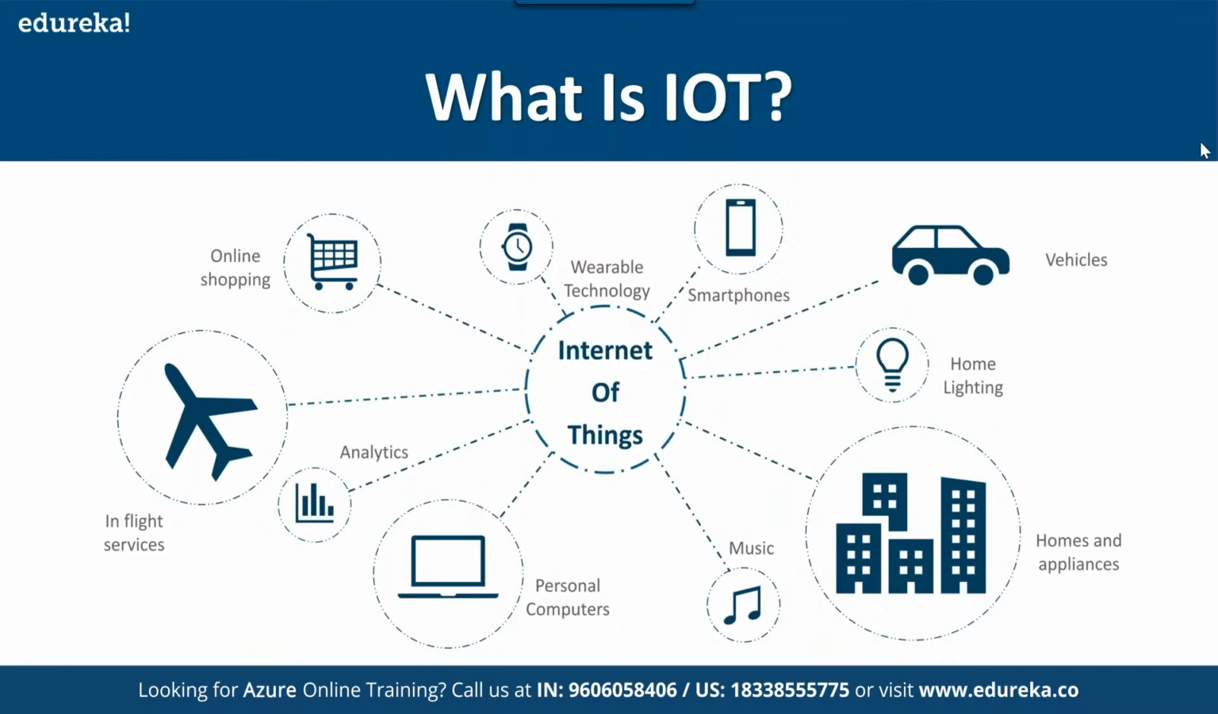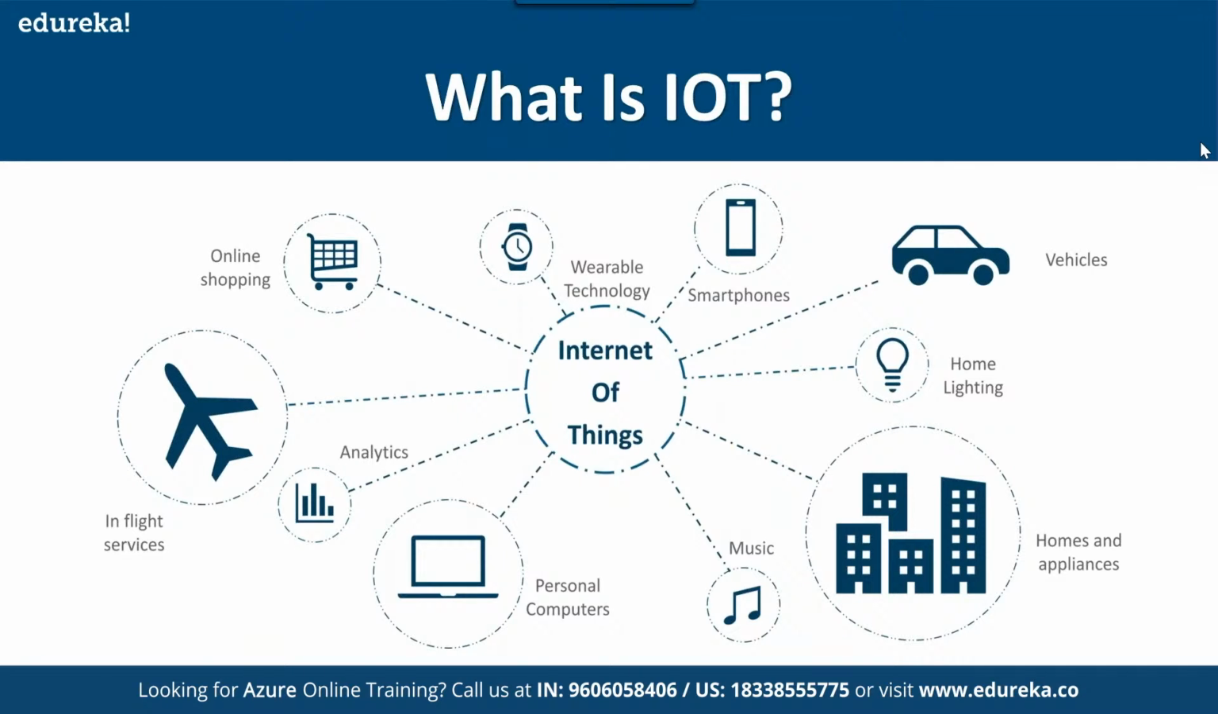Instead of having multiple solutions, like a dedicated solution for online shopping, a different solution for wearable technology, a different solution for your vehicles, a different solution for home lighting, it would be a lot of solutions, which would be practically impossible for you to manage. Plus you have to pay for all those things separately. So IoT gives you an advantage wherein you combine multiple technologies to make a single technology.